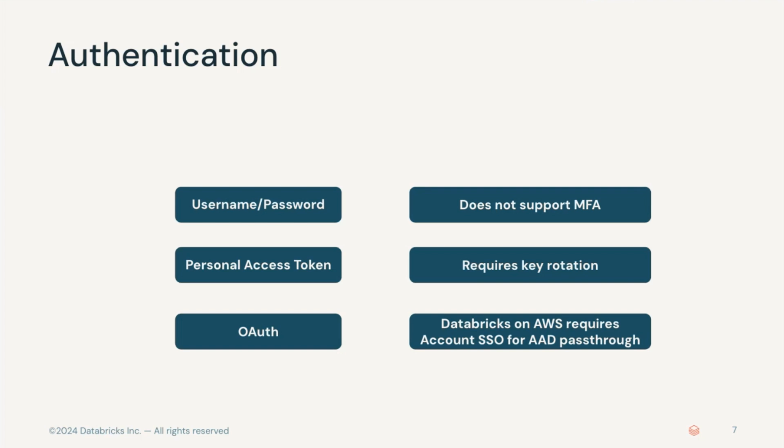But as with any security practice, Databricks best practice is not to have a personal access token that never expires. The default is 90 days. You can have 180 days, 365 days, but you want to have an expiration date for your personal access token. You don't want someone to have access to your data forever and ever.